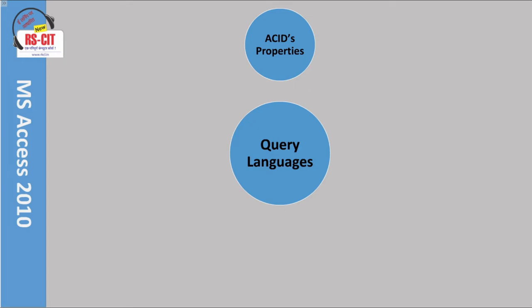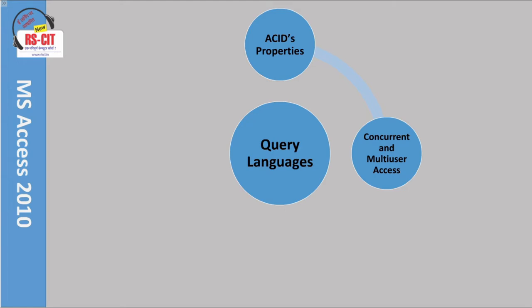ACID properties. DBMS follows the concept of atomicity, consistency, isolation, and durability. These concepts are applied on transactions which manipulate data in a database. ACID properties help the database stay healthy in multi-transactional environments and in case of failure.